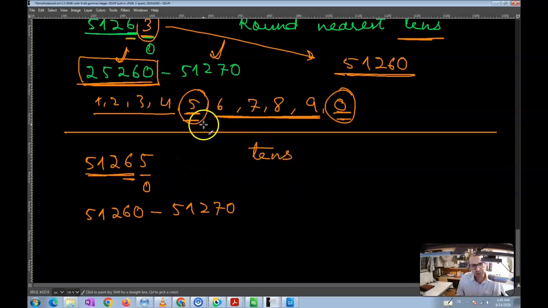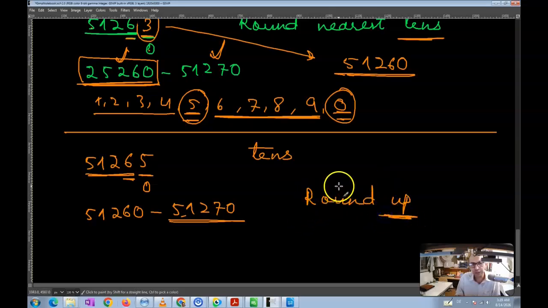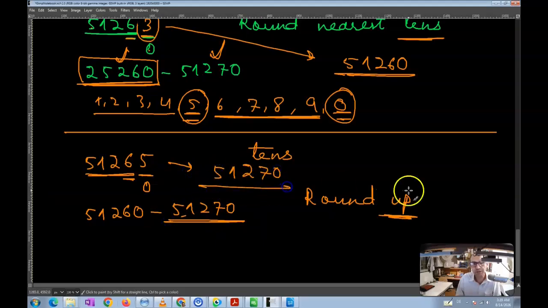And so in this particular case where the digit is actually a 5, by convention you're going to have to go for the higher number, meaning that you're going to round up, okay? You're going to round up, and you're going to make the assumption that your number is closer to this number over here, and then you will write your number as 51,270, right?